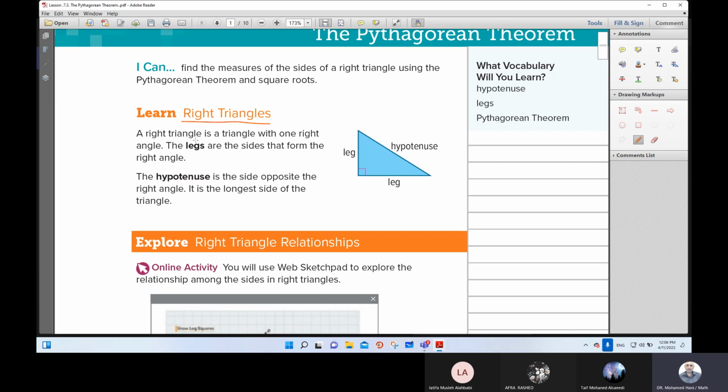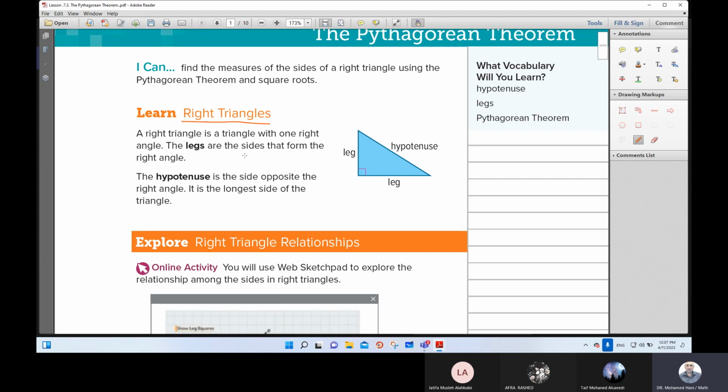A right triangle is a triangle with one right angle. As you see, this is a right triangle. Any triangle that has one angle measuring 90 degrees, so the name of this triangle will be what? It will be a right triangle.